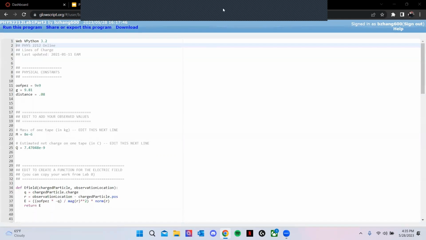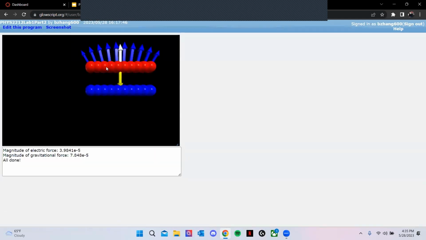The second program models the interactions as a line of charges rather than a single point charge. That is shown here. Here we see a line of charges for tape B, and a line of charges for tape A. The blue arrows represent the electric field created by tape A. The white line represents electrostatic force, and the yellow line represents the force of gravity. Here you can see the magnitude of the electric force and the magnitude of the gravitational force.